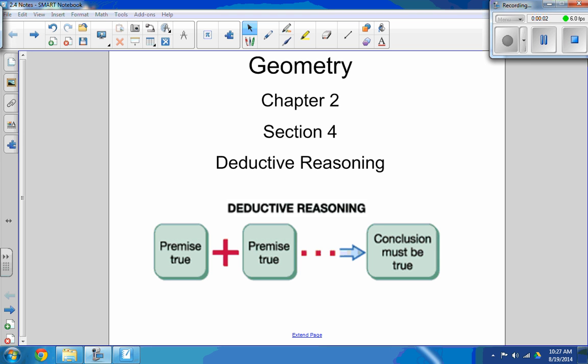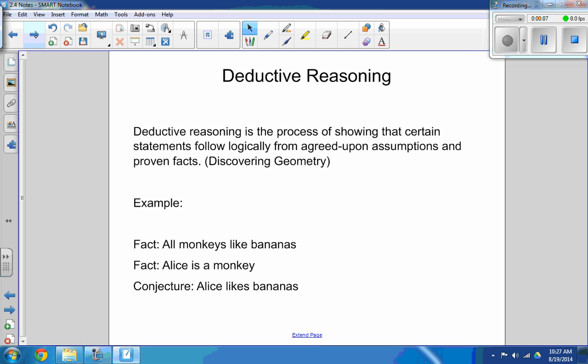Geometry, Chapter 2, Section 4, Deductive Reasoning. Deductive reasoning is the process of showing that certain statements follow logically from agreed upon assumptions and proven facts.